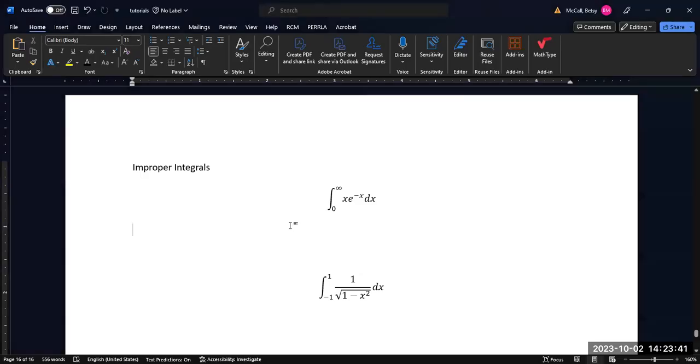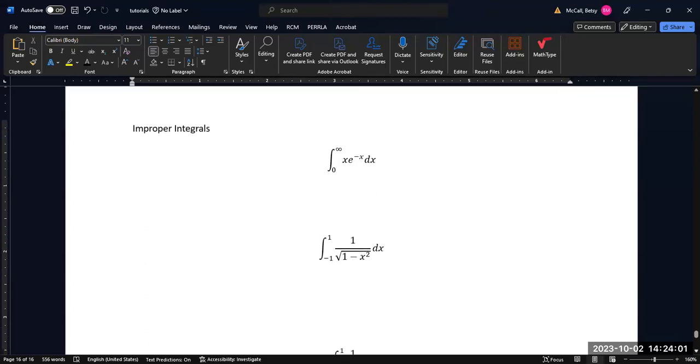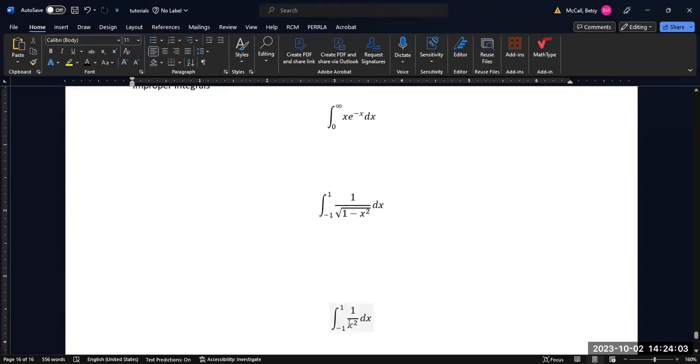Okay, so in this video, we're going to look at a couple of examples of working with improper integrals. Improper integrals are integrals where either one of the limits is infinity, or one of the limits lets the original function be undefined, or there is a point inside the middle of the region where you're integrating where the function is undefined. So in this example up here, we have one limit that's infinity.